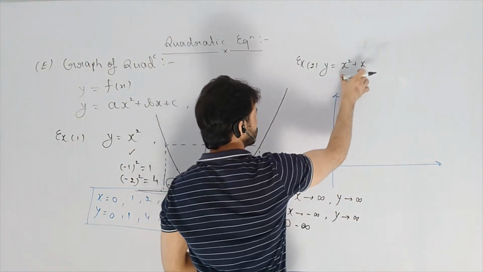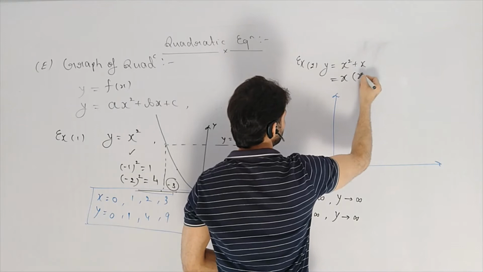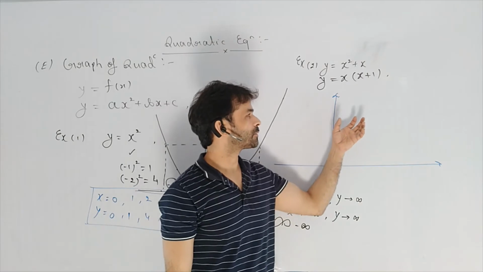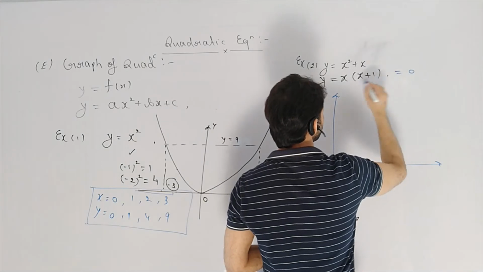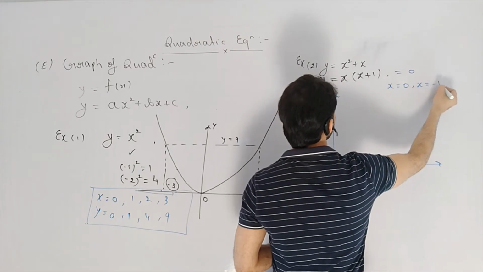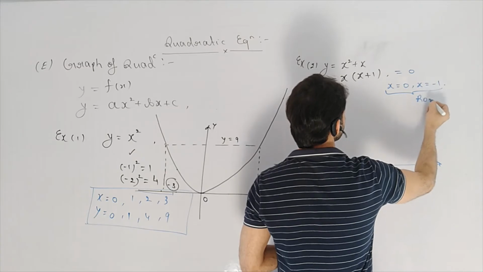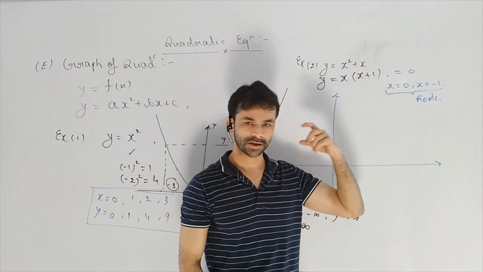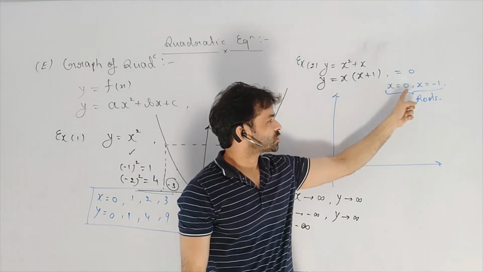Now come to this expression. Let's factorize this a bit. x common into x plus 1. And if we put this thing equal to 0, what will you get? You will get x equal to 0 and x equal to minus 1. These are the roots, as you know: values of x are the roots of the quadratic expression. So the roots are 0 and minus 1.